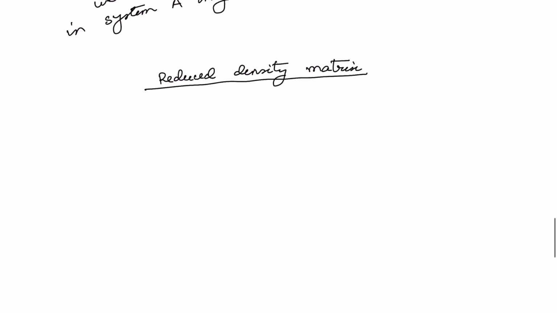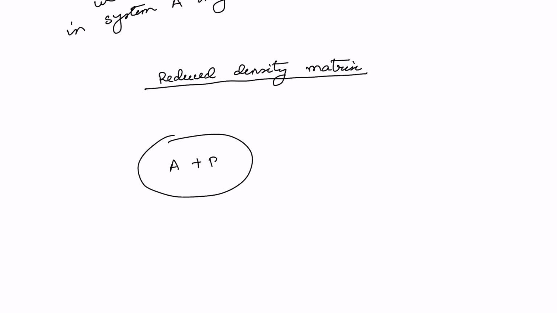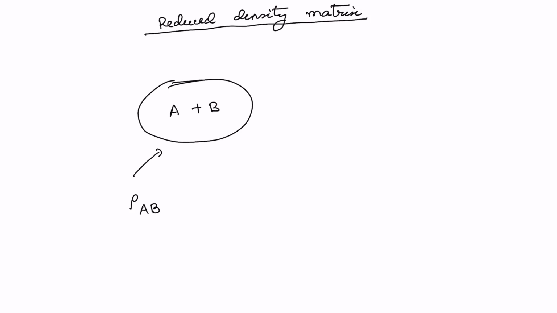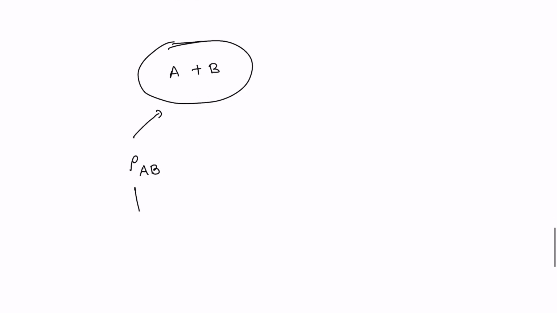The composite system A plus B, its quantum state, can be represented by the density operator or the density matrix rho AB. Now, as I said, we are interested only in system A. We want to know the density operator corresponding to system A only. So how to do that?